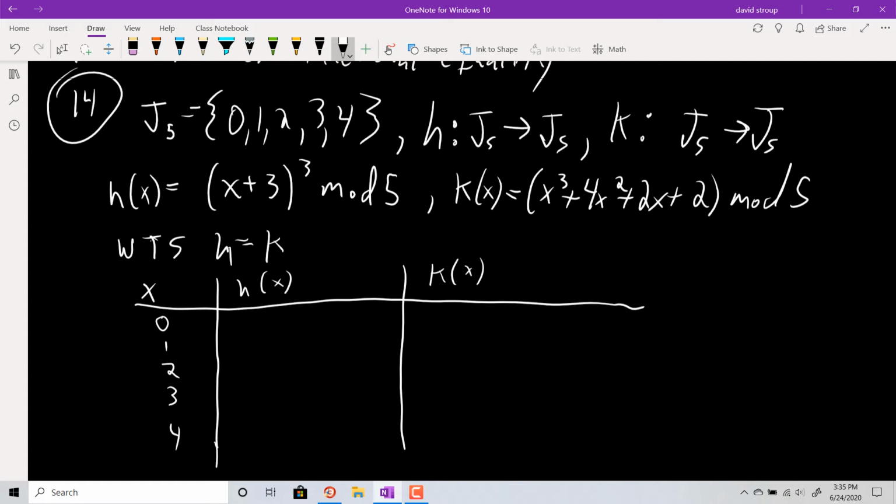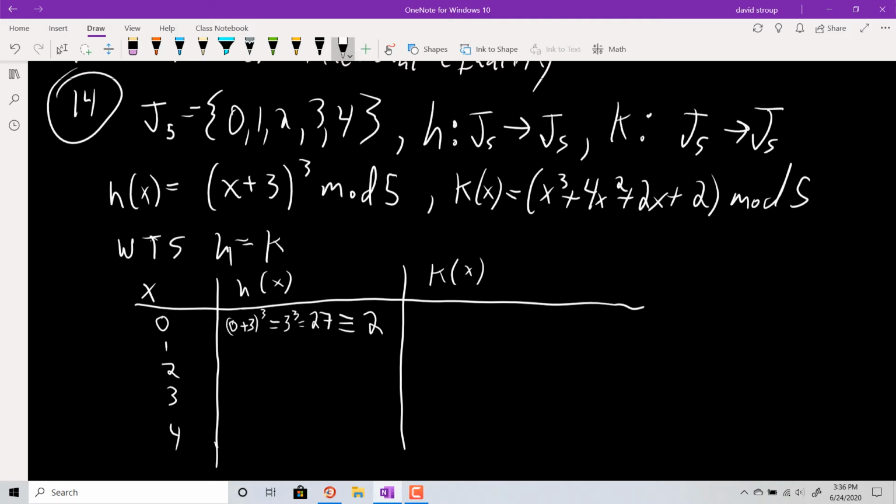So h of 0 is going to be (0 plus 3) cubed mod 5. 0 plus 3 cubed is 3 cubed, which is 27. And then to take it modulo 5, you figure out how much do you have to subtract from 27 to make it divisible by 5. Okay, and the only numbers you can use to subtract are 0, 1, 2, 3, and 4. So if you subtract 2 from 27, it'll be 25, and that's divisible by 5. So I'll just say this is equal, and I use this triple bar to say it's equal in this setting, modulo 5, to 2.